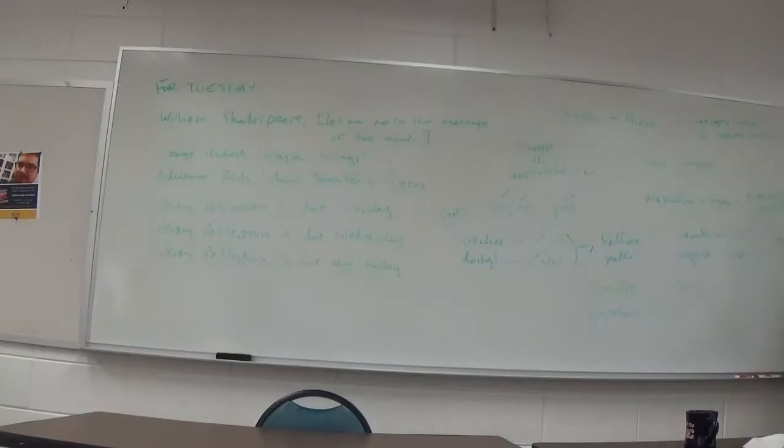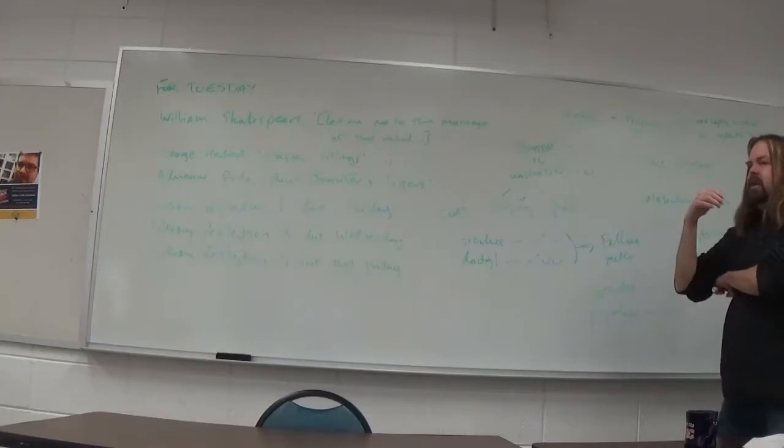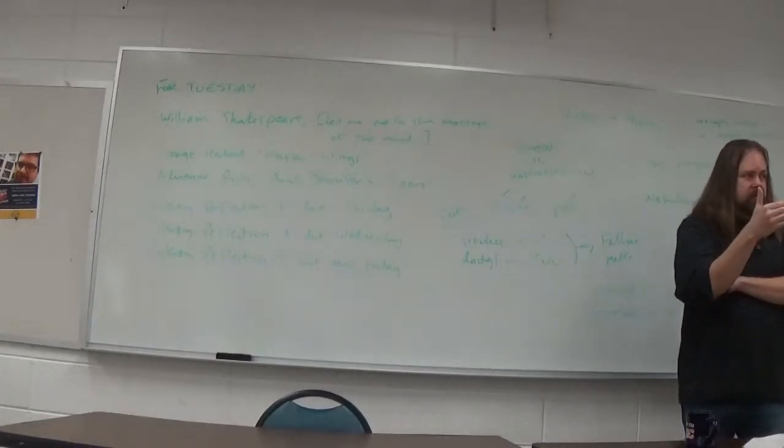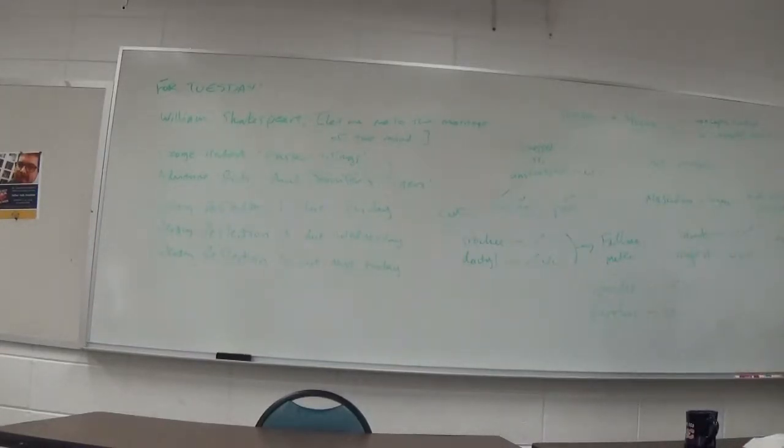Stressed syllables tend to slow a line down. Unstressed syllables tend to speed a line up. So the more unstressed syllables are in a line, the faster it's going to go. The more stressed syllables there are, the more slowly it's going to go.